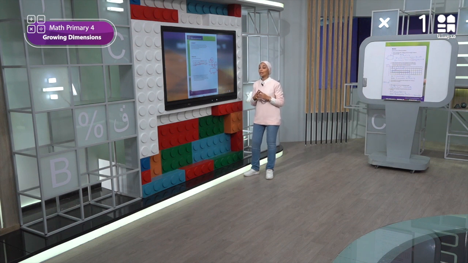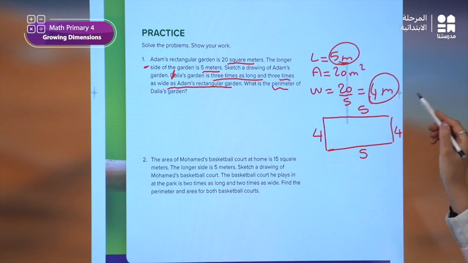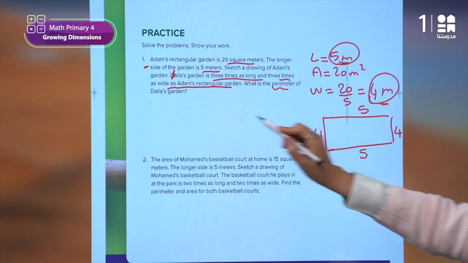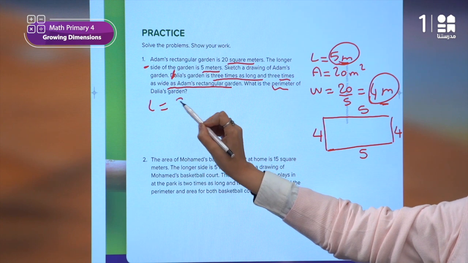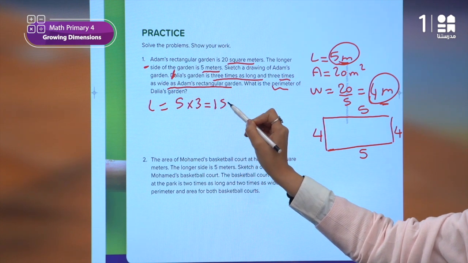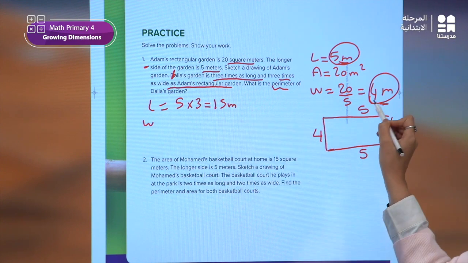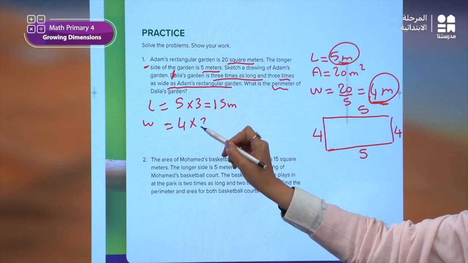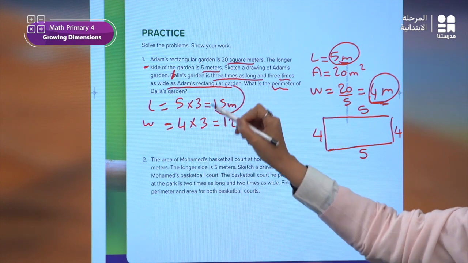To help Dahlia calculate the perimeter of her garden, what will I do? Yes, I must know the length and the width. They are 3 times as long and 3 times as wide as Adam's garden, meaning 3 times Adam's length and 3 times Adam's width. So I will multiply each dimension by 3. The length of Dahlia's garden equals what? Yes, 5 times 3, which is 15 meters. And the width of Dahlia's garden is 4 times 3 equals 12 meters. So now I have the length and width of Dahlia's garden.